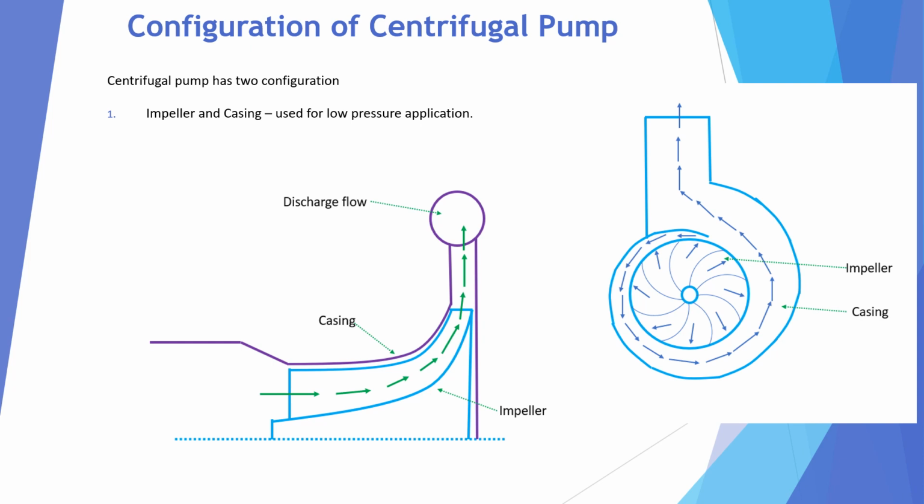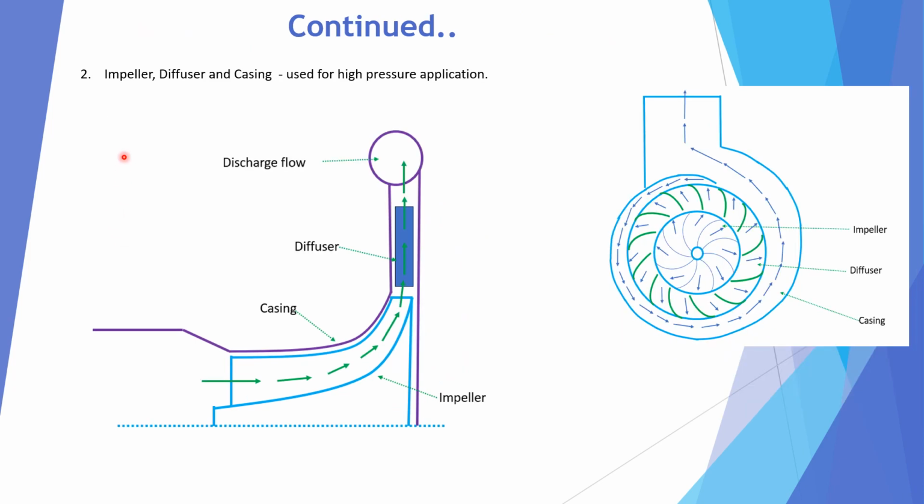Now we'll see another arrangement, which is impeller, diffuser and casing. This arrangement, as I said, is used for high pressure applications. Same arrangement, only a diffuser is added after the impeller. You can see the shape of the diffuser is also increasing. So while the high velocity fluid passes through the diffuser, there is a reduction in velocity and so a gain in pressure as per Bernoulli's equation.